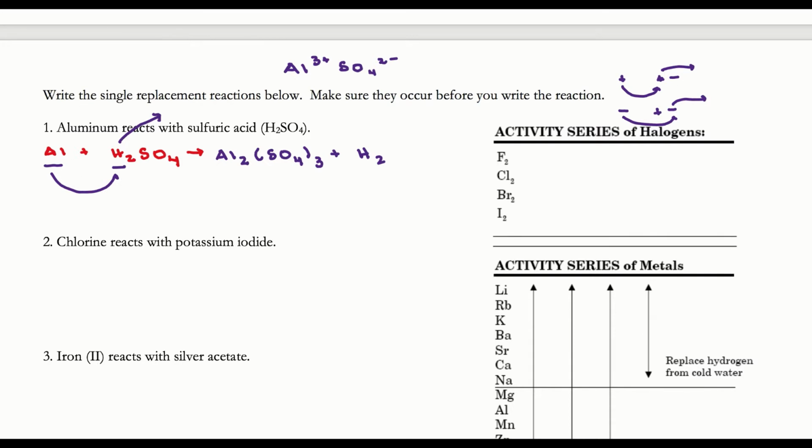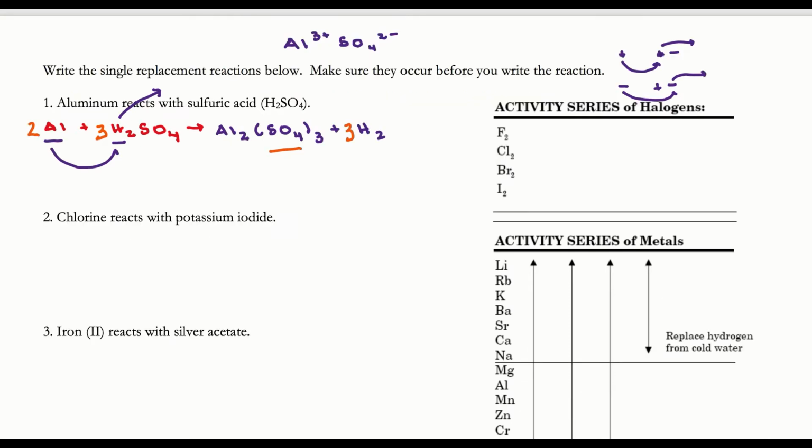Now the only thing I need to do is balance. I've got 2 aluminums and 1 aluminum, so I'm not balanced there. 1 sulfate and 3 sulfates, I'm not balanced there either, and then my hydrogens are good. So I'm going to start with sulfate. Doesn't matter where you start, but I'm just going to start with sulfate. I have 3 sulfates here, so I'm going to put a 3 in front here. That now gives me 6 hydrogens, so I need to put a 3 in front of H2 to make 6 hydrogens. And then I've got 2 aluminums on my product side, so I'm going to put a 2 here. And I am balanced. Let's look at the next example.